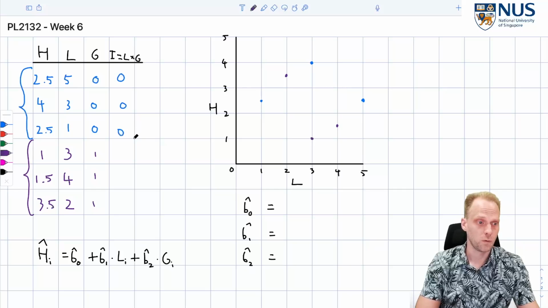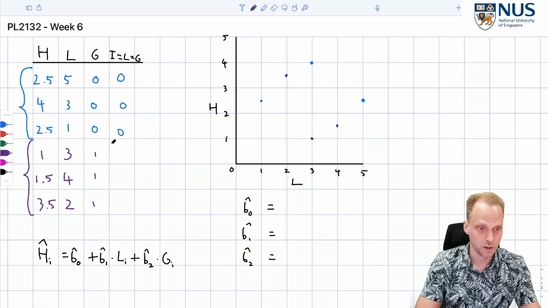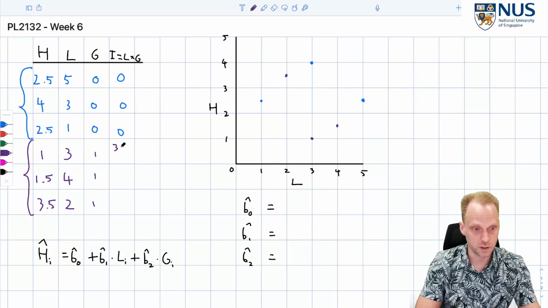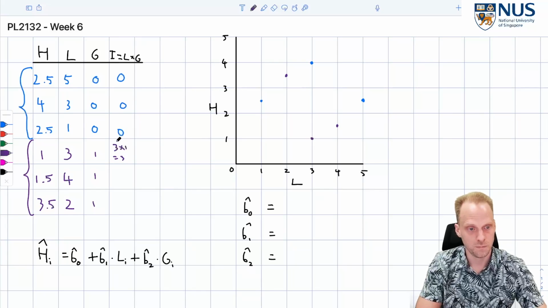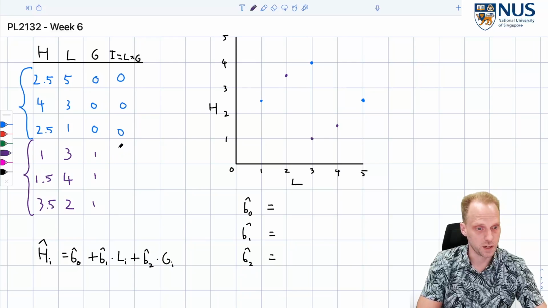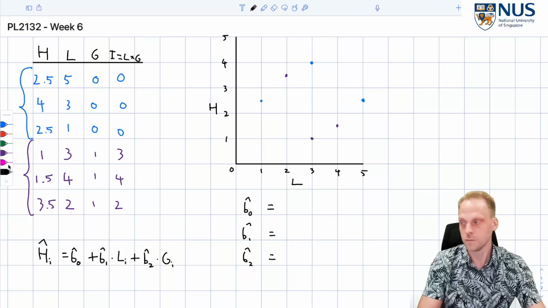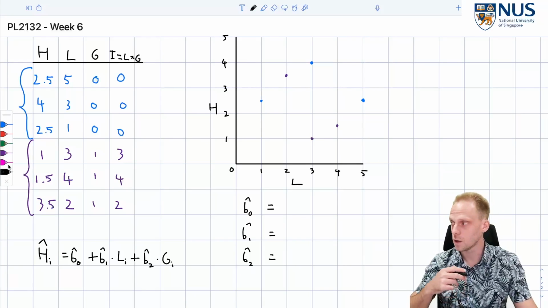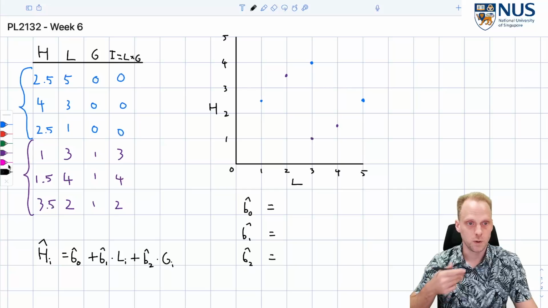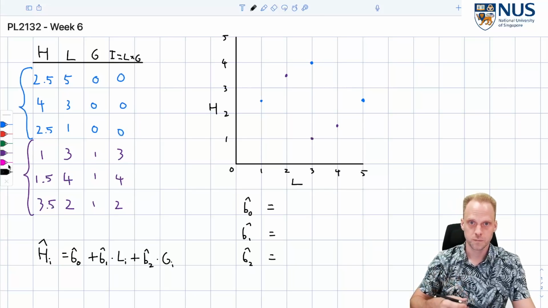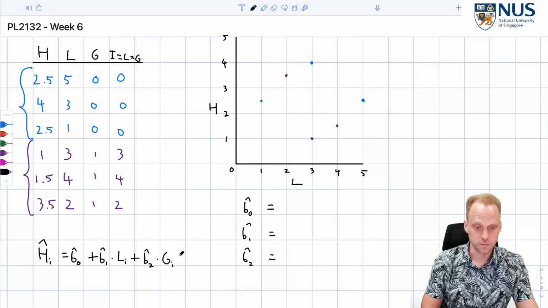Now, for the cats, it will be different because we're doing this times that. So it's 3 times 1 equals 3. So what we see, the values for the cats become 3, 4 times 1, 4, and 2 times 1, 2. So now we have a third predictor, I, or the interaction effect, which is actually just the 2 variables multiplied with each other. So we can add that in the model.